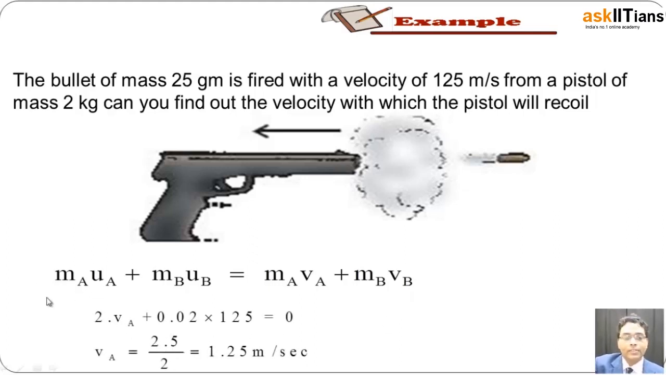Taking these things further, we can say that twice into v_A, because they will not have any initial value of velocity. So if I say the velocity of the gun is v_A, so 2 kilograms is the mass, twice into v_A plus m_B. m_B is equal to 25 grams. So you need to change that into kilograms, so you'll get 0.02 into 125. So solving this out will give you the final answer, that this is going to be the velocity with which the gun is going to be recoiling backwards.